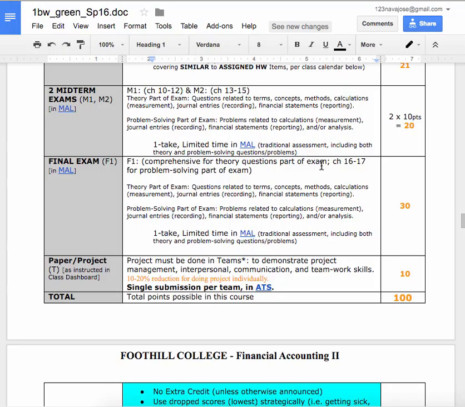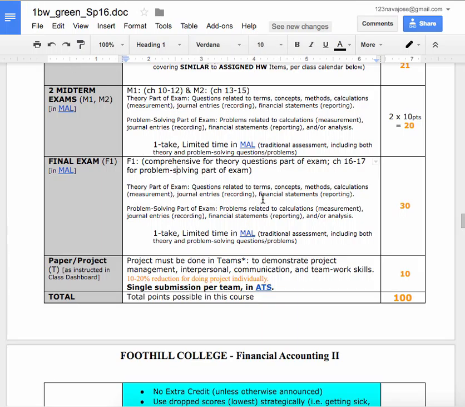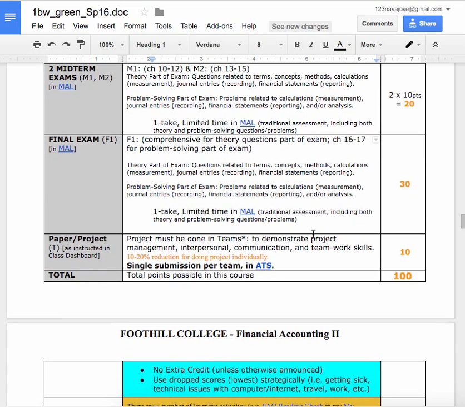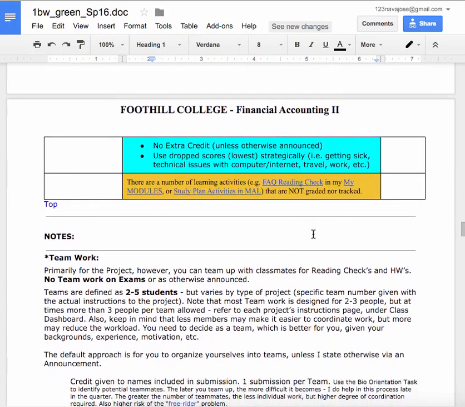2 midterm exams make up 20% of your grade. The final exam is 30%, and there's a team project that is worth 10%, so that's a total of 100. There's no extra credit unless otherwise announced.